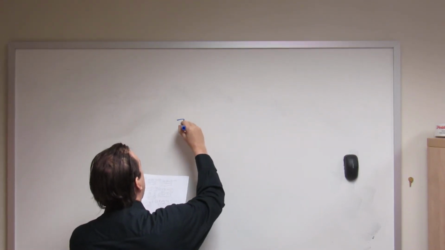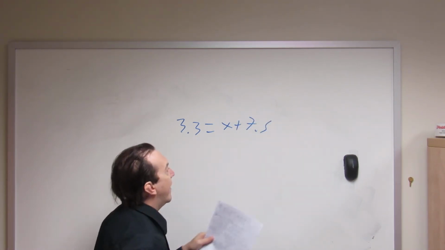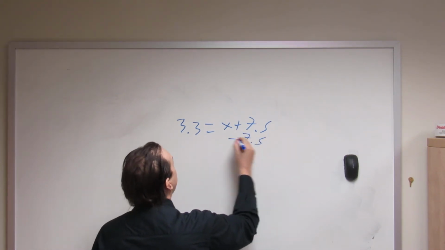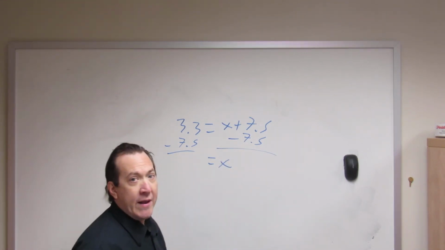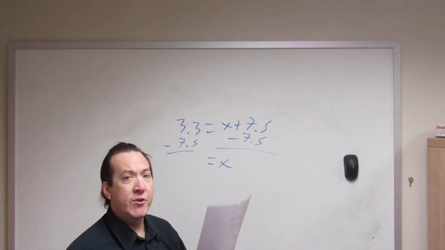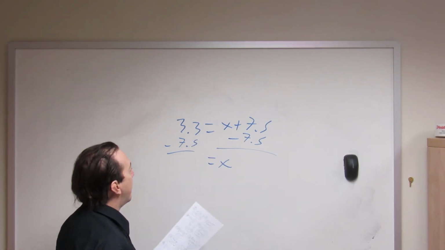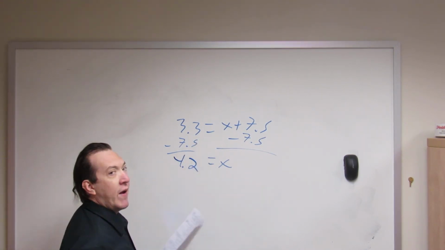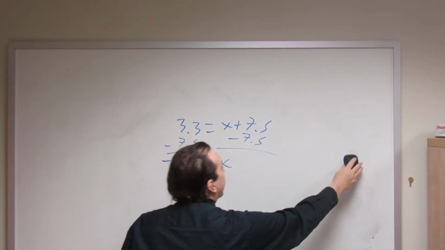Then let's say we have 3.3 equals x plus 7.5. So it's a plus sign here. Opposite is subtract. So subtract 7.5. When we have a negative number, we subtract. We have one positive, one negative. We subtract the numbers, keep the sign of whichever number is larger. So it's 7.5 minus 3.3, which is 4.2. The 7.5 is the negative, so our answer will be negative 4.2.